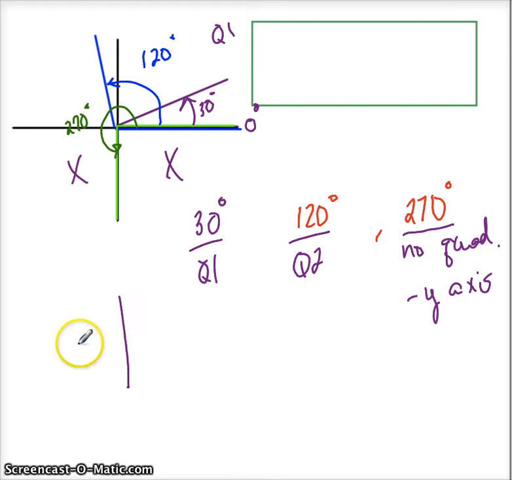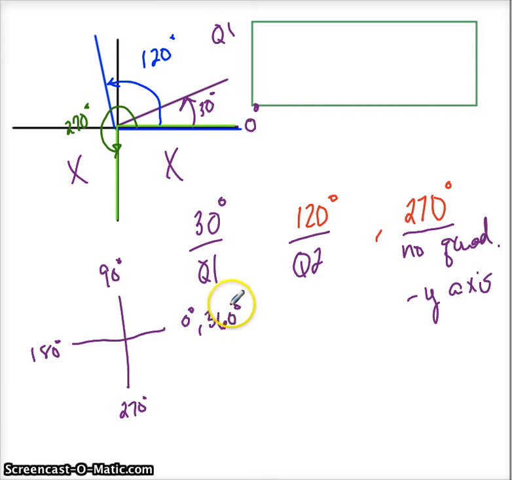Draw a new x and y axis, and let's look at 0 degrees, 90 degrees, 180 degrees, 270, and 360. What quadrant does 0 degrees lie in? It doesn't. 0 degrees is on an axis. It's on the positive x-axis. What about 90 degrees? It's not in a quadrant. It's on the positive y-axis.